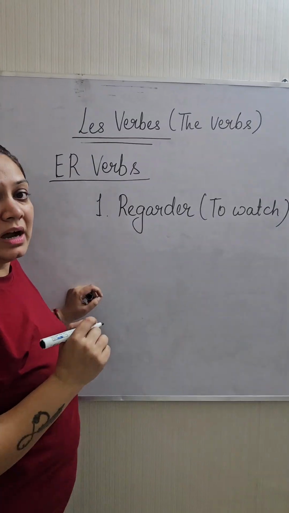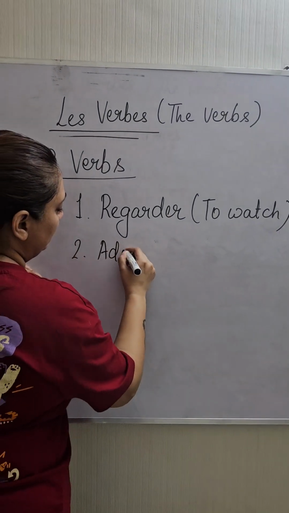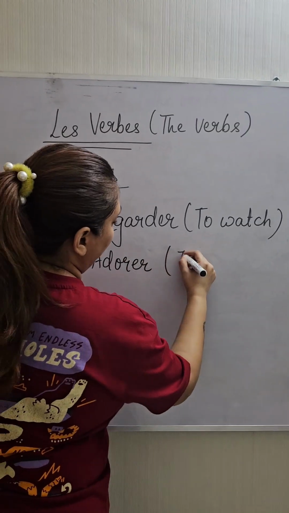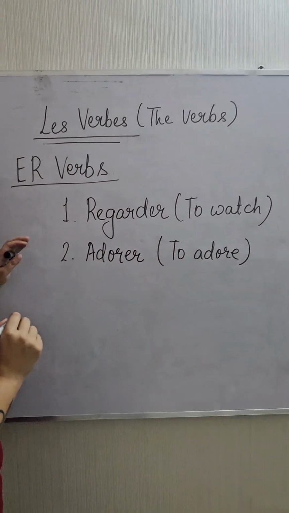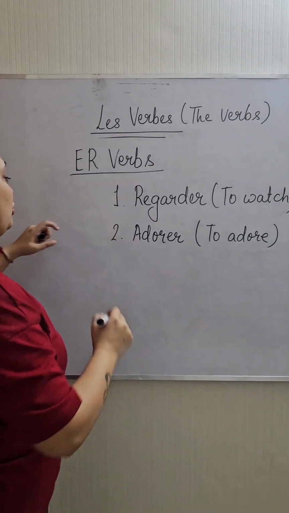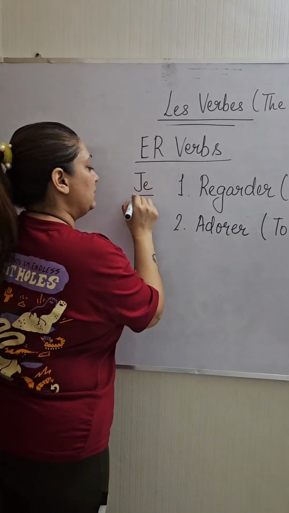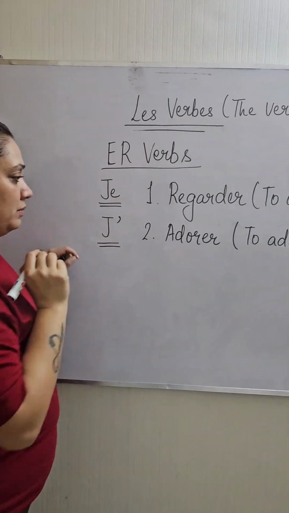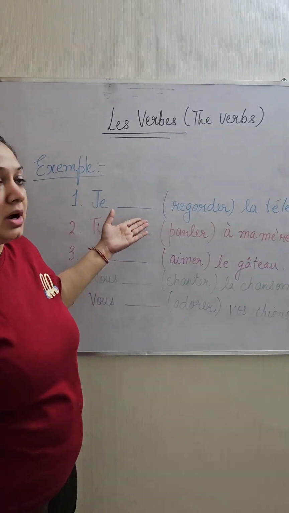Now I gave you regarder as homework. Now you can see the second verb. We will do adorer. This means to adore. We can conjugate these two verbs. This one is starting with a consonant and this one is starting with a vowel. So here we are going to write this and here we are going to write this. Be very careful when you conjugate the verb. Students, let's see the examples of all the ER verbs.